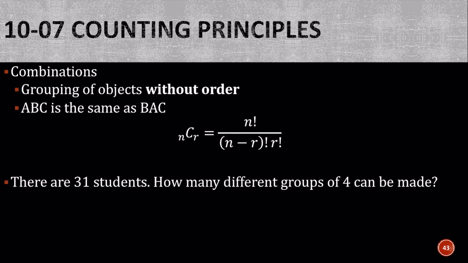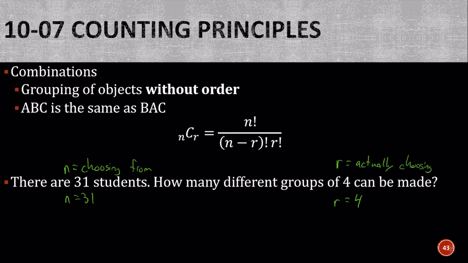For example, there are 31 students. How many different groups of 4 can be made? Well, n is 31 because that's how many we're choosing from. And our r is 4 because that's how many we're actually choosing. So n is how many we are choosing from, or the total number of objects. R is how many we are actually choosing.